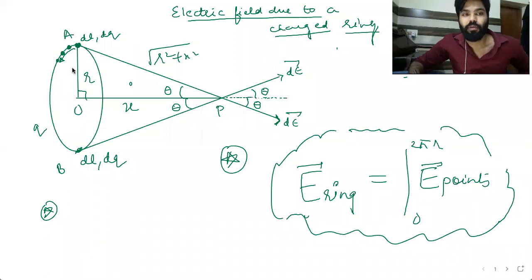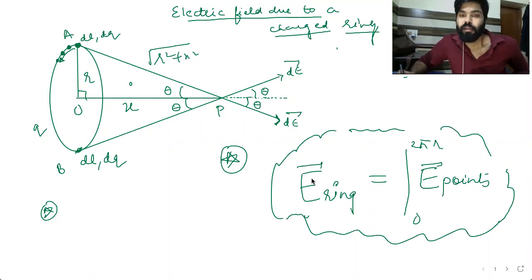You are given a ring of charge q and the radius of the ring is r, and you are asked to calculate the electric field at a point P which is x distance from its center. You can solve this problem very easily by assuming that this ring is made up of so many point charges. If you calculate the electric field of all the point charges at point P, then you will get your answer, that is the electric field of the ring.